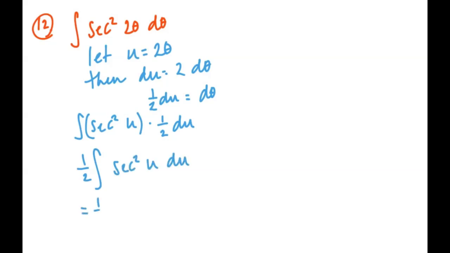So we're going to bring down the 1/2 because it's a constant. And what is the antiderivative of secant squared? Tangent u plus c. So this is 1/2 tangent, and u is 2 theta plus c. Take a minute and think about it before you pause the video. Make sure that you agree. Maybe back up and work through it again, and then we'll move on.